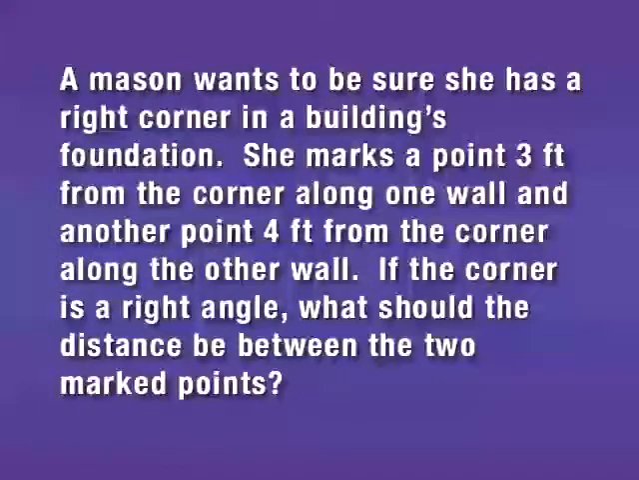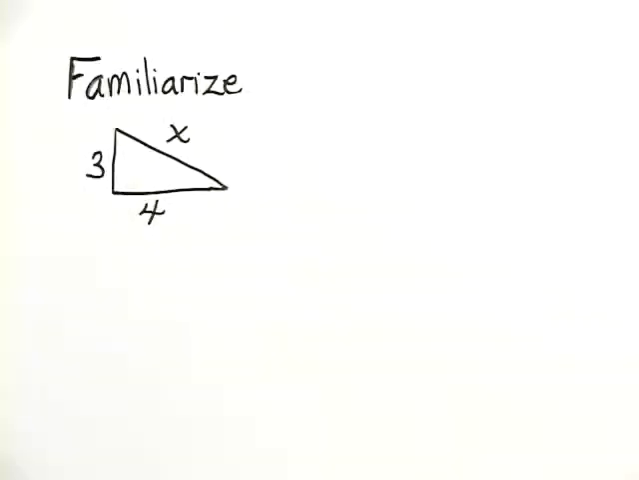A mason wants to be sure she has a right corner in a building's foundation. She marks a point 3 feet from the corner along one wall and another point 4 feet from the corner along the other wall. If the corner is a right angle, what should the distance be between the two marked points? You can see that this forms a right triangle with one leg 3 feet, one leg 4 feet, and a hypotenuse of x feet.